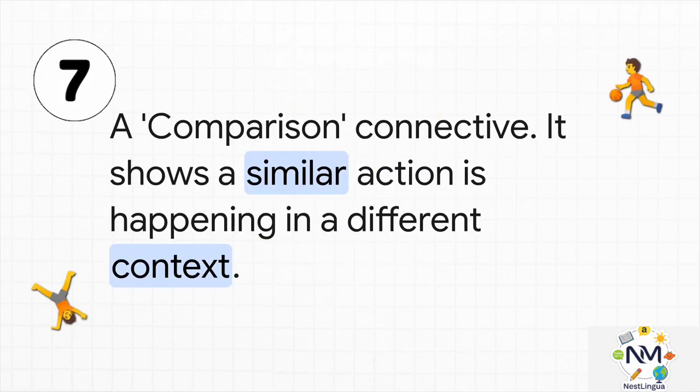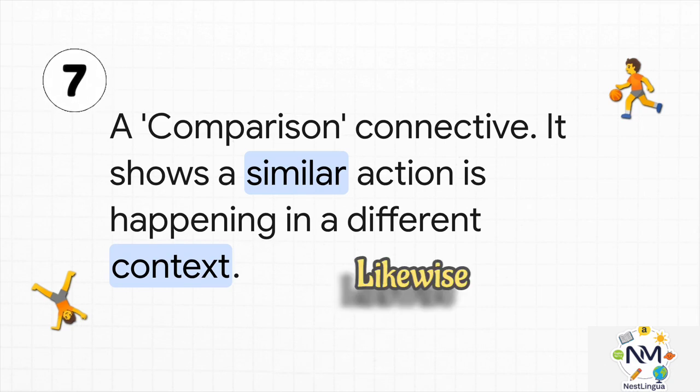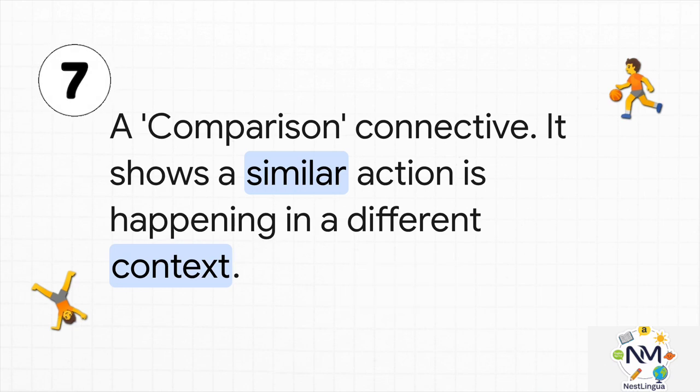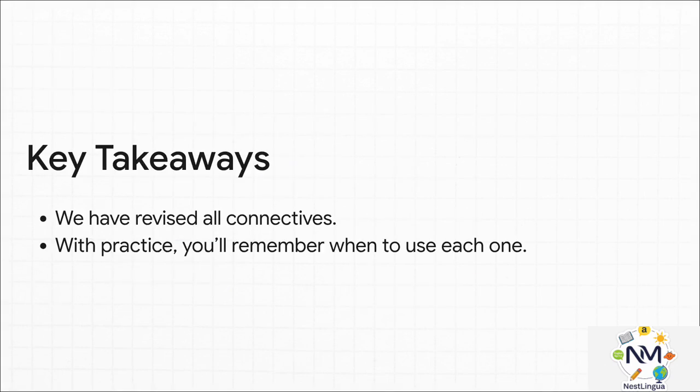Well, since we're pointing out a similarity between what Arjun and Sam are doing, we need a comparison connective. Likewise works perfectly to show that Sam is doing a similar kind of action. Fantastic job on that practice round. So, what have we really learned today? Well, we've gone over all the connectives, for sure. But the big idea is this. With just a little practice, you'll start to remember exactly when to use each one, and your writing will be so much clearer for it.